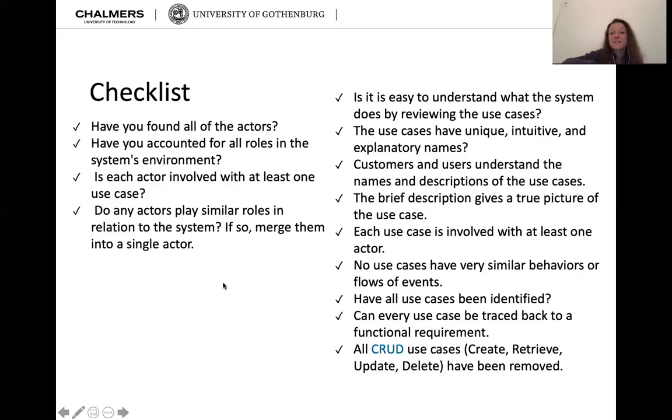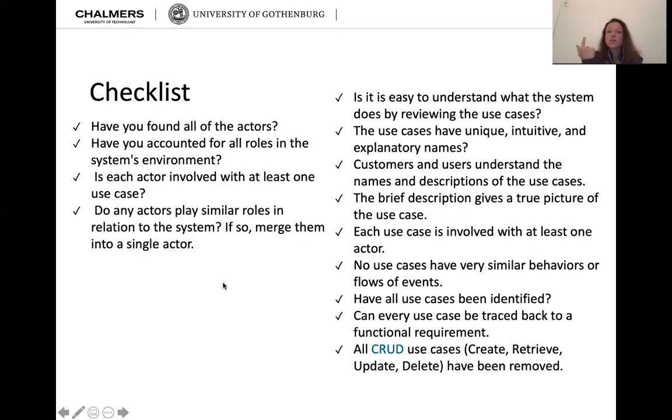The use cases, do they have unique, intuitive, and explanatory names? So you want to have active names. You want to have a verb and then maybe an object along with it. Make it really descriptive. If the use case is called administration, then I don't know what's going on. Use the verb form, administrate patient, or whatnot. But make it active.